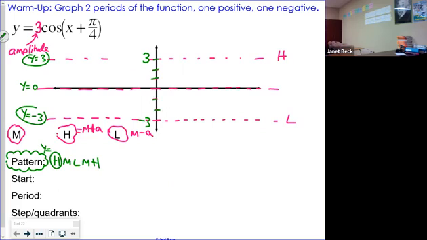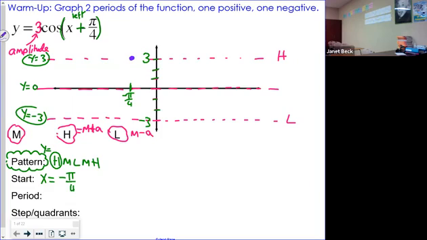So this one, there is a horizontal shift. Inside the cosine function, you're adding pi by 4 to all your x's. That's going to shift it left, and that's going to shift our start. We're going to start at x is -pi by 4. So let me put -pi by 4 here. And I'm going to be starting at a high. So this is my first point, -pi by 4 on high.